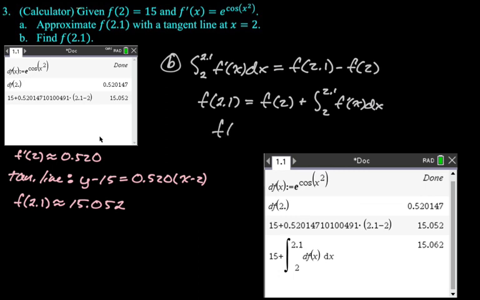15.062. So they're pretty close, which you would expect because tangent lines approximate functions and give close values, especially if the point of tangency and the approximation point are close to each other, which they are in this case. So I think this is good.